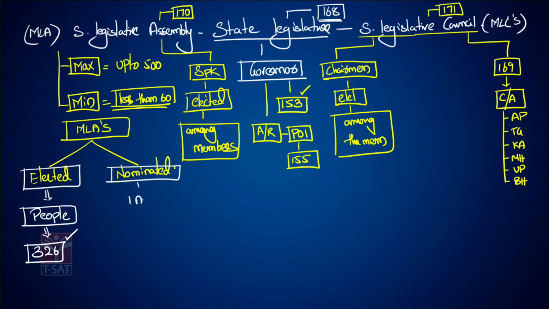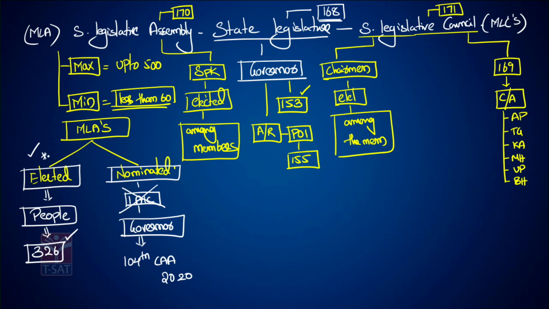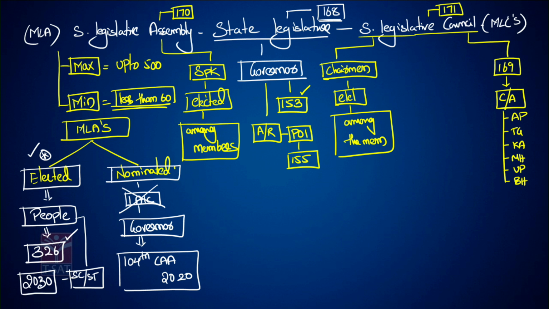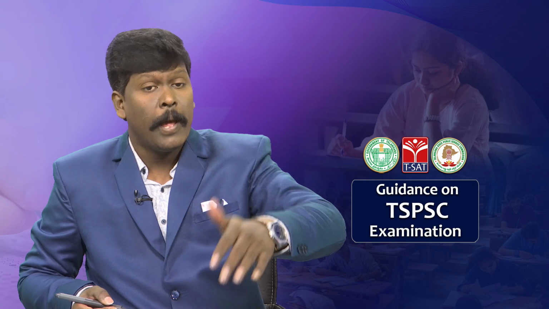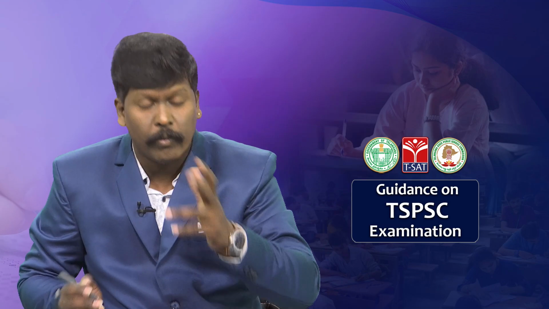Up to one Anglo-Indian community member is nominated by the governor, and this Anglo-Indian nomination is made inoperative by the 104th Constitutional Amendment Act 2020. In the elected members, according to the 104th Constitutional Amendment Act, the SC/ST seats reservation is to be continued till 2030.